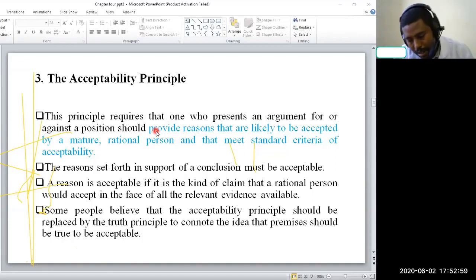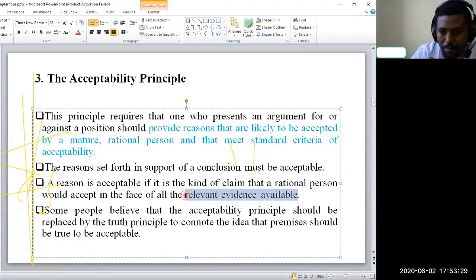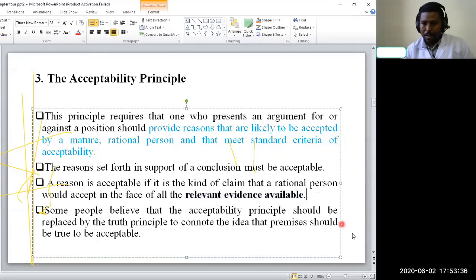So making our premises acceptable in the mind and the eyes of our counterparts in any discussion will make our conclusion acceptable. The reason is acceptable if it is a kind of claim that a rational person would accept in the face of all relevant evidence available. So relevant available evidences are very crucial to make our argument acceptable.